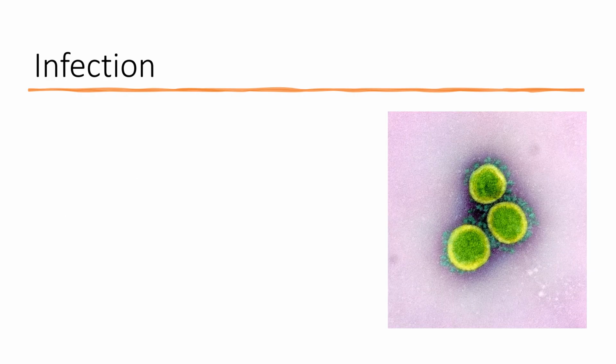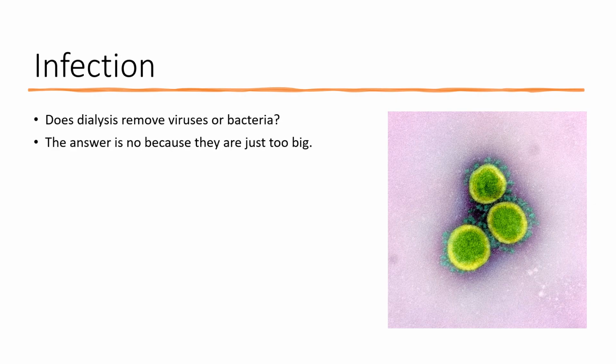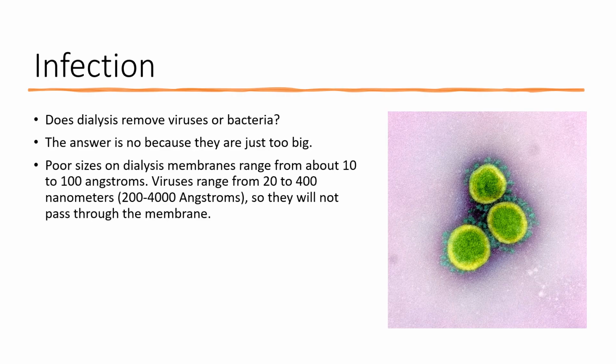Does dialysis remove infections such as bacteria or viruses? The answer is no, because these pathogens are just plain too big. The holes or the pore sizes in the dialysis membranes range from about 10 to 100 angstroms, and viruses range from 20 to 400 nanometers, or 200 to 4,000 angstroms. So they're just too big to pass through the microscopic pores of the dialysate membrane.